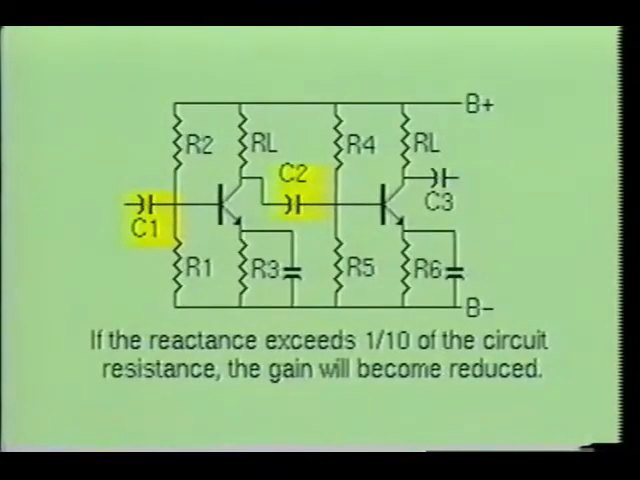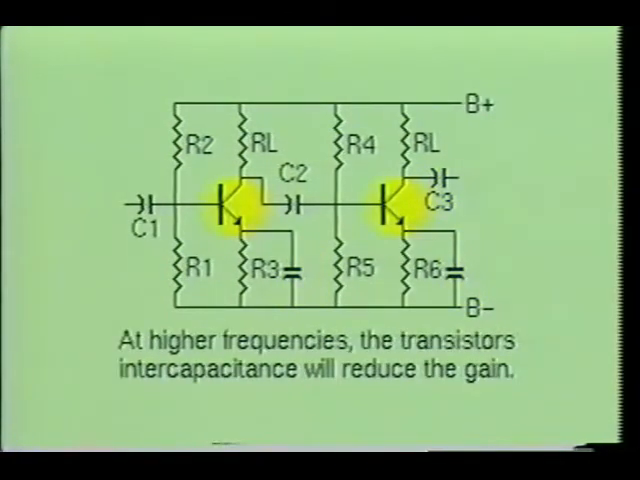Therefore, at low frequencies, the coupling capacitor may attenuate the incoming signal. If the reactance of the capacitor exceeds about 1/10 of the circuit's input resistance, the gain of the circuit will be reduced. The emitter bypass capacitor and the output coupling capacitor will also affect the gain of the circuit at low frequencies. This will result in a reduction of the output signal. At higher frequencies, the intercapacitance of the transistor will reduce the gain of the amplifier, again resulting in a reduction of the output signal.